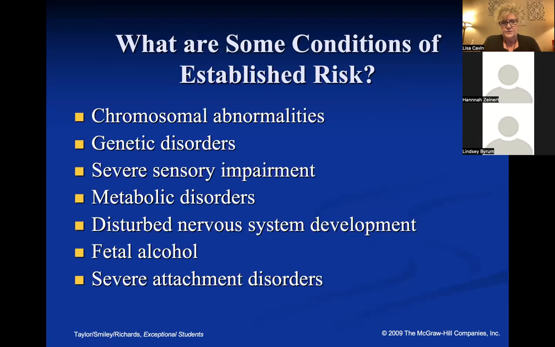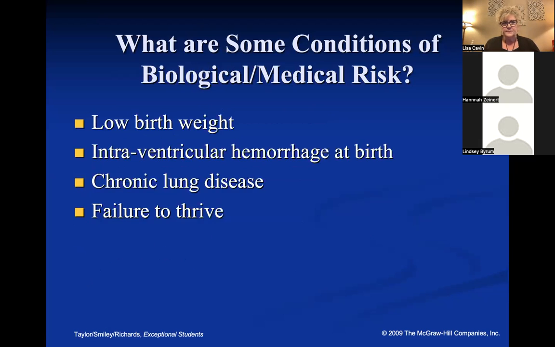Other genetic kinds of disorders, severe sensory impairment. One of the senses has a neurological kind of impairment there. So that could be vision, hearing, tactile kinds of things that are impaired. Metabolic disorders, disturbed nervous system development, fetal alcohol disruptions or syndromes, and severe attachment disorders, children who don't connect appropriately with their parent or guardian. And these are just a few of the conditions that can cause at-risk situations.